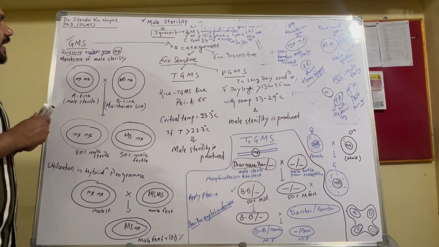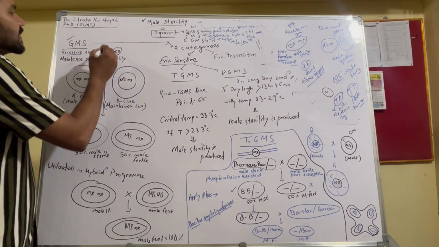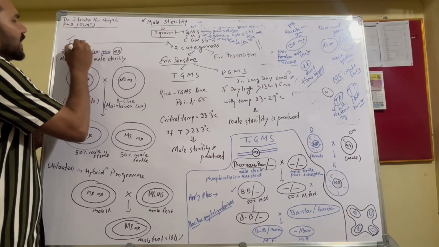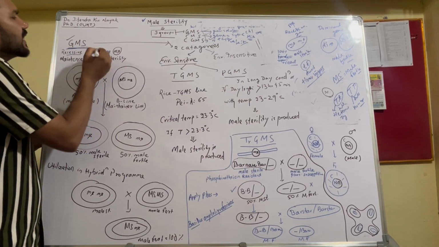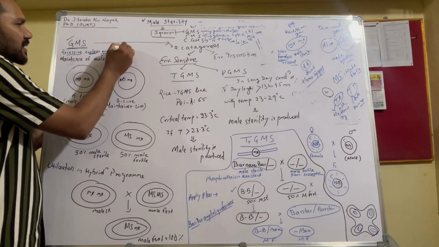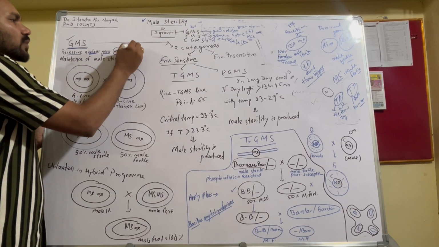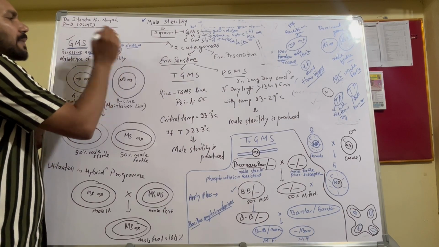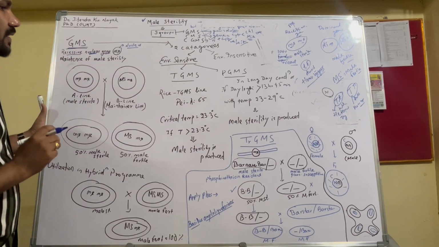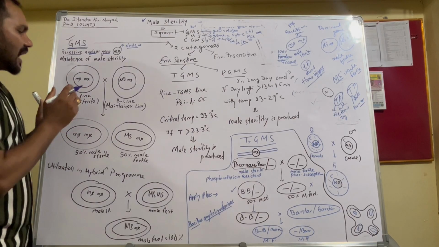Okay. And as I have told you, this gene, the recessive gene with respect to genetic male sterility, should be present in which part? In the part of nucleus. Okay.